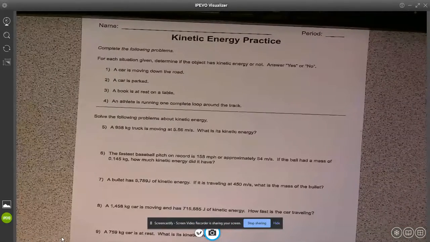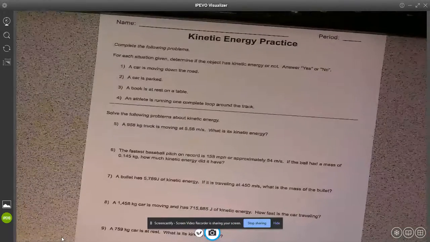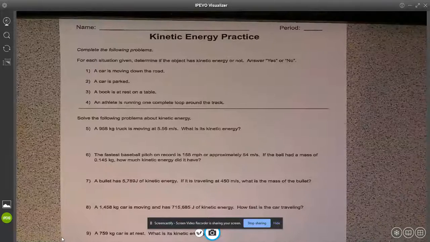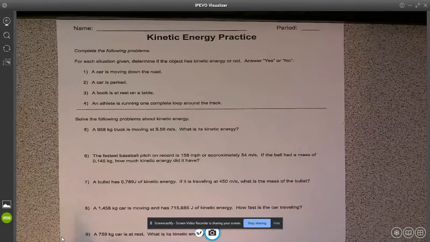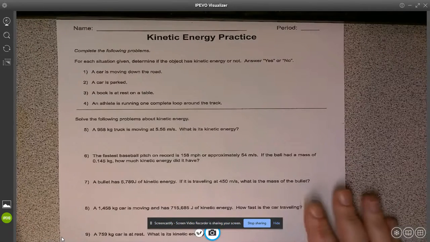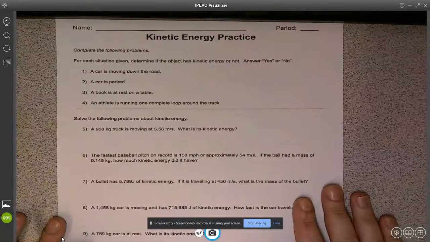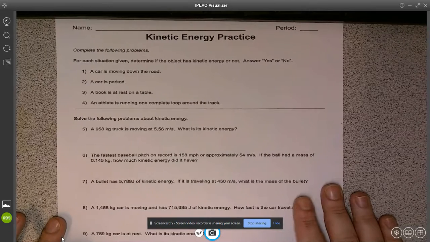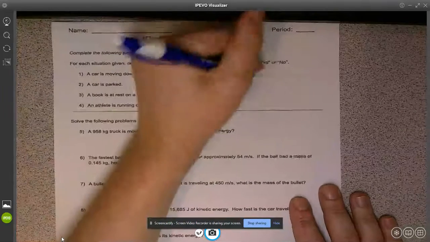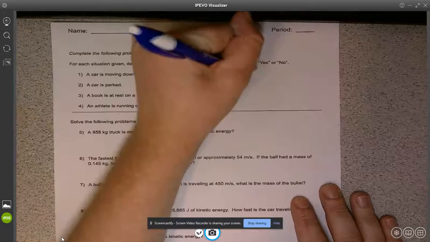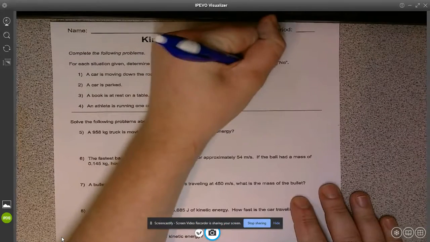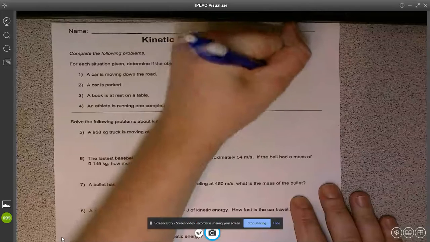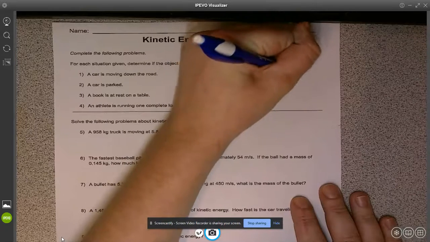So you should have, at this point, if you're watching this, taken your notes on kinetic energy. So if you did that, you know that there is a formula that we need in order to calculate kinetic energy. Potential energy is a different formula, but for kinetic energy, and I'm just going to write it right here, kinetic energy is equal to half the mass times velocity squared.